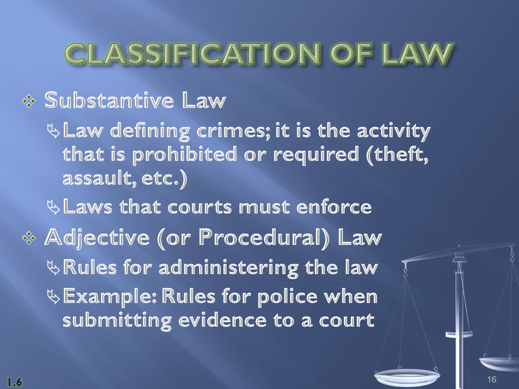So substantive law, laws defining crimes, is the activity that is prohibited or required: theft, assault, etc. Laws that courts must enforce. Now, adjective or procedural law, those are the rules for administering the law. An example, rules for police when submitting evidence to a court. So there are procedural rules on packaging evidence and submitting it to court. Okay, versus, we're going to go back up because we're trying to clarify these. Substantive law, which is the law defining crimes: theft and its definition, assault and its definition. Does that make sense? And I hope it does. So those are the difference between substantive and adjective laws.